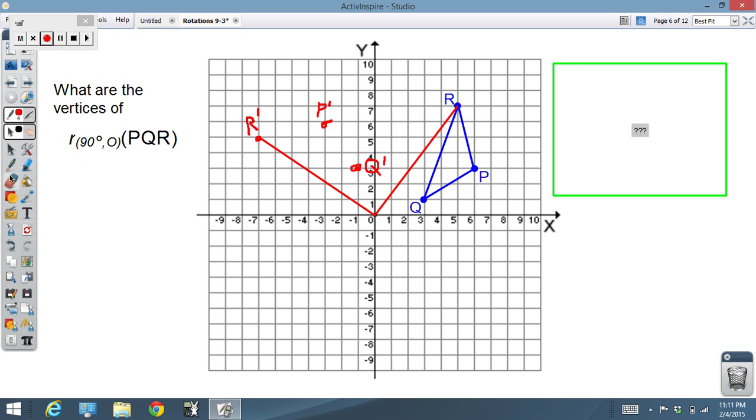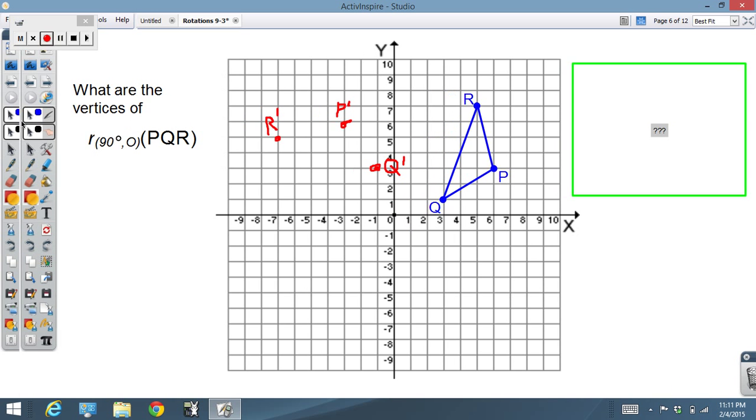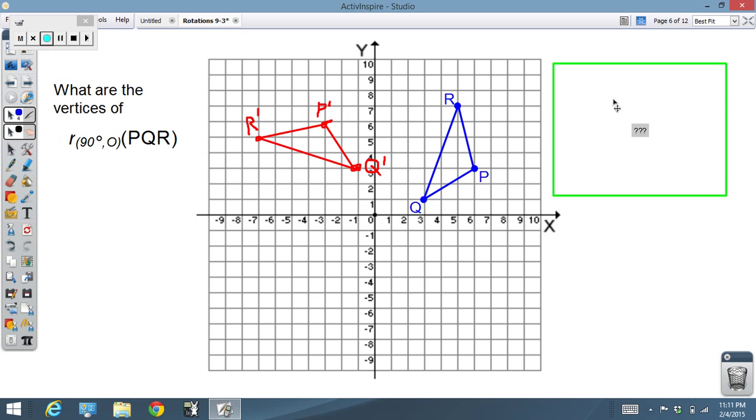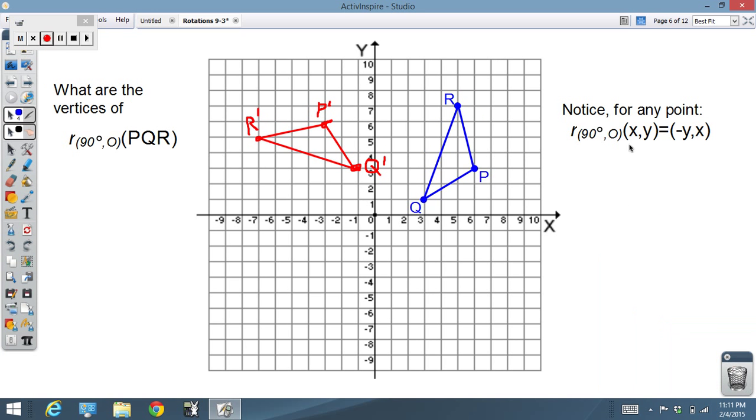Now I can move the red lines out and connect those dots, and I have created my 90-degree rotation of PQR to make P prime, Q prime, R prime. Now, you can always do it by counting the figures and making those points up again, but I want you to notice something.